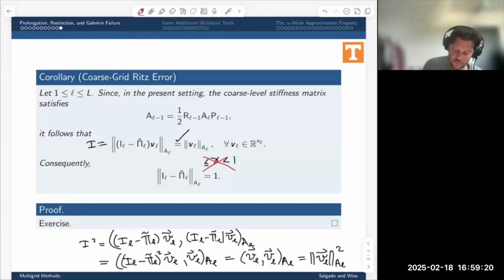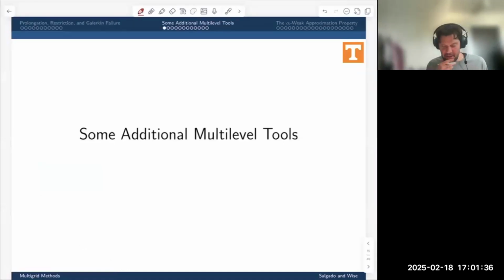So that's what we were doing with the latter material of chapter 5, section 5.9. We were really trying to make up for the fact that we lose all of this stuff. So we need some additional multi-level tools. I wish I could come up with a better name for this section, but it really is additional multi-level tools, which we haven't talked about yet: tools for moving information from one grid to another.